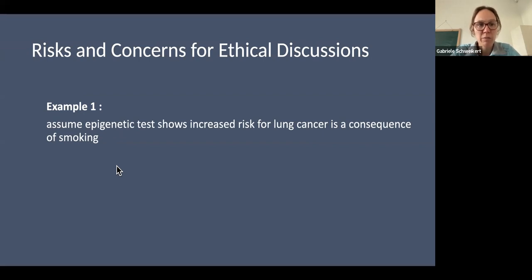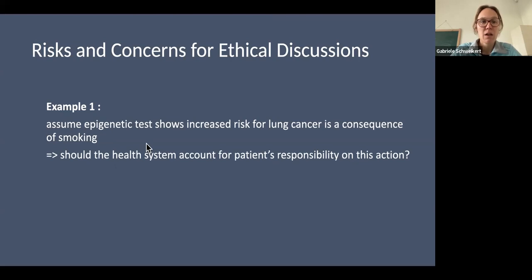One example would be, assume that you have an epigenetic test that can show that there's an increased risk for lung cancer, and this increased risk is a direct consequence of the choice of smoking. In this case, you could argue that the health system might want to account for patients' responsibility for this action, and put the responsibility more towards the patient.